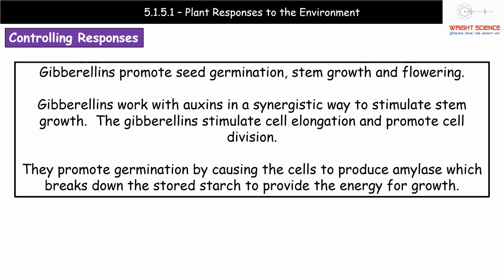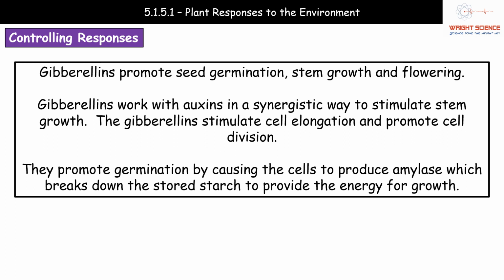But they also help with stem growth and flowering. So what we actually find is the gibberellins are going to be working with auxins. And what we're going to see here is these two hormones work together to stimulate the growth of the stem. So the gibberellins stimulate cell elongation and promote the cell division, and the auxins, as we've already said, are going to promote that cell elongation. So those two hormones working together lead to growth of the stem there.